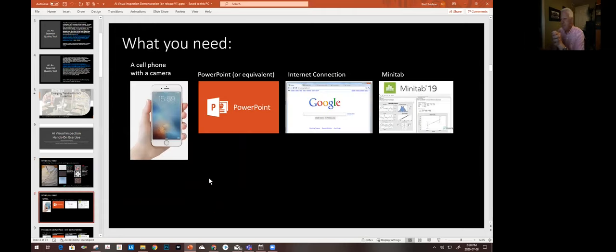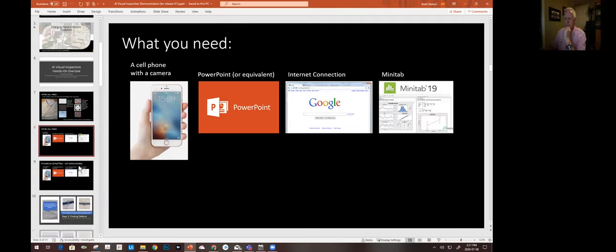Okay, and the tools are really simple. I did this whole exercise with my cell phone, the camera that was on my cell phone. I used PowerPoint to organize all the pictures. You need an internet connection to access the neural network model. And then finally, to do the analysis, you're going to use Minitab.